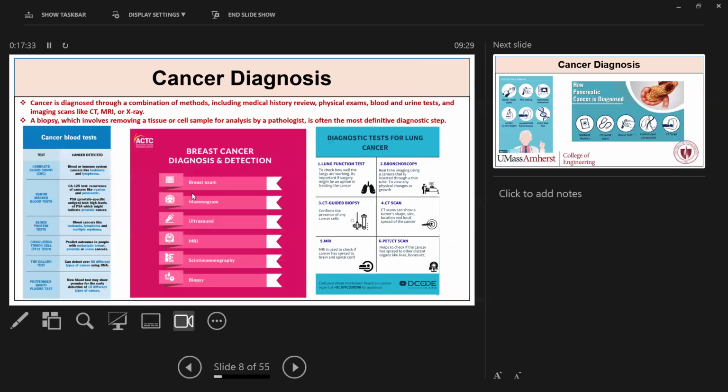Yeah. So what are the current diagnosis methods for cancer prediction or cancer detection?